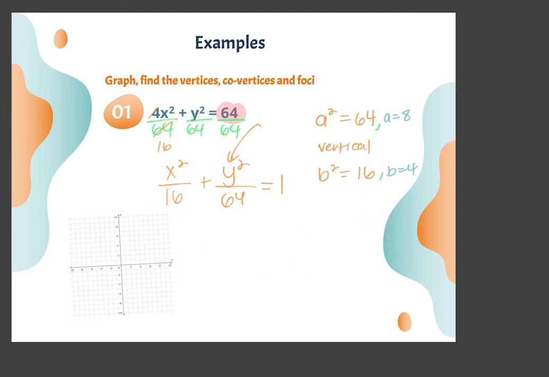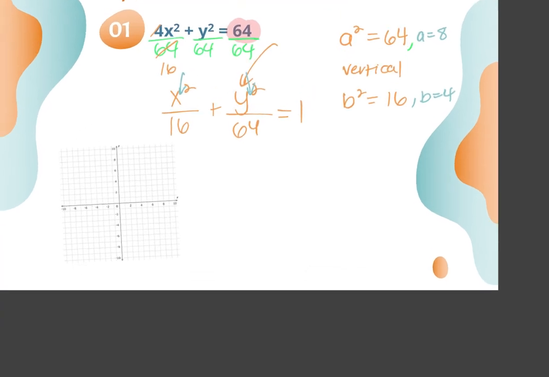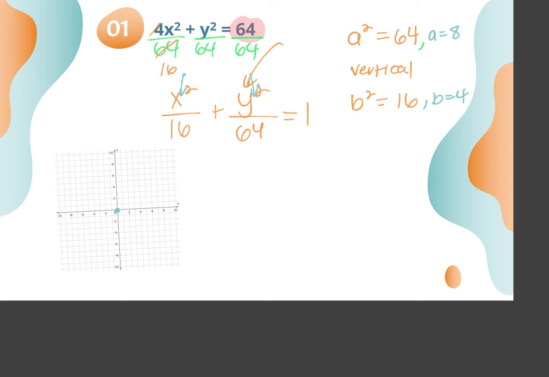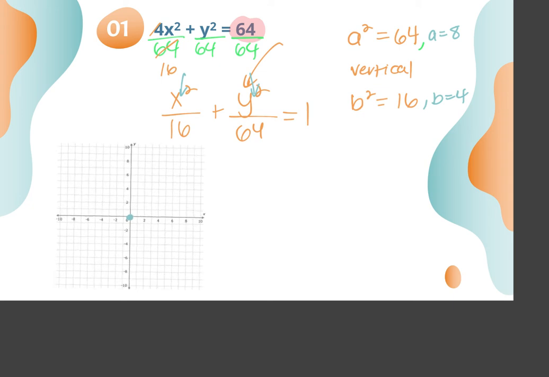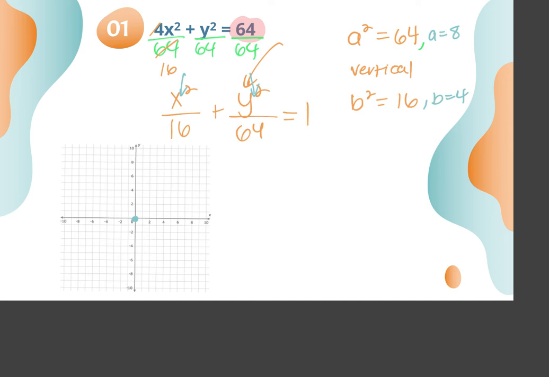My center is 0, 0. We haven't learned anything to do beyond that. But there's nothing added or subtracted to the x or the y. That's how you would know it's 0, 0. So I have a point at 0, 0. And we said this is a vertical ellipse. So I count up and down the bigger term, which is the A. I go up to 8 and down to 8. And I go right and left the B. So I go right 4 and left 4. And then I close in the ellipse.